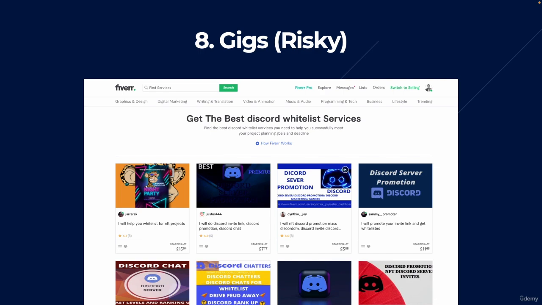Moving on to number 8, which is gigs. Now, as you can see, I put the word risky in brackets because that is exactly what it is. I've personally never used one of these gigs before, but I do know a couple of people who have and have managed to secure a whitelist spot. So please do your own research and use these services at your own will. But essentially, you can see there are lots of gigs on Fiverr that will help you secure a whitelist spot.